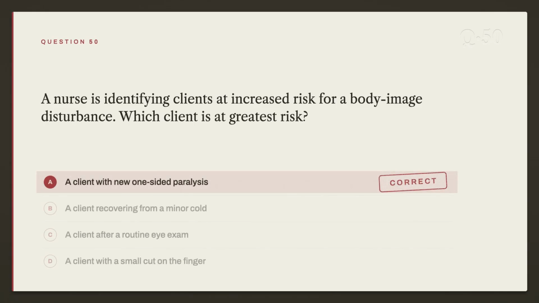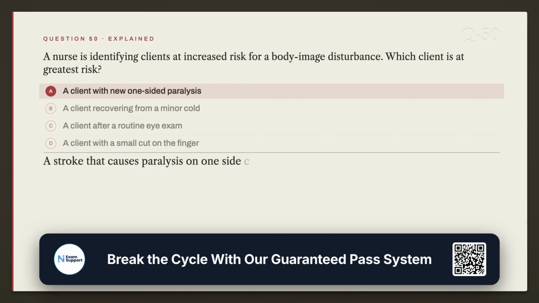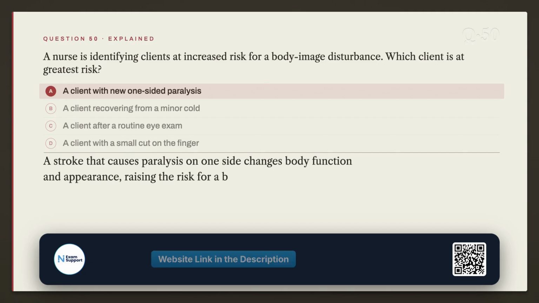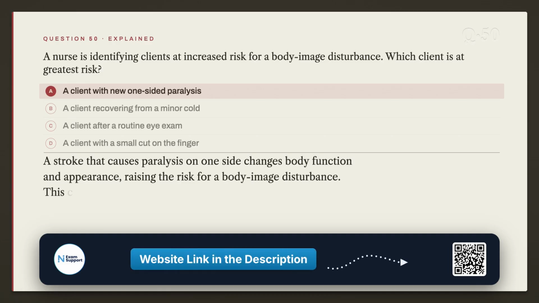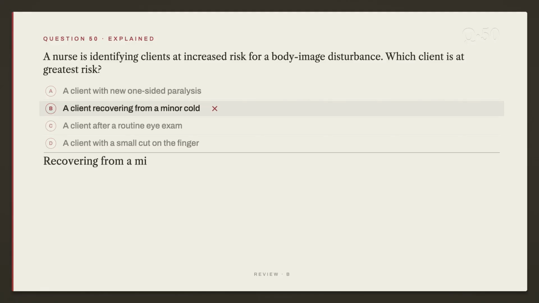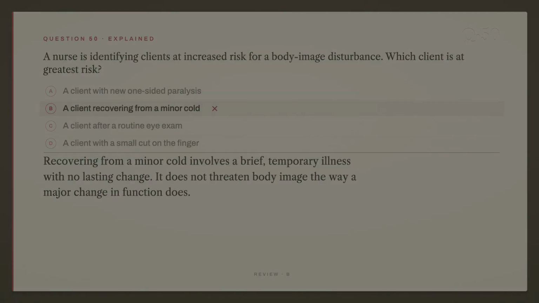The correct answer is A, a client with new one-sided paralysis. A is correct because a stroke that causes paralysis on one side changes body function and appearance, raising the risk for a body image disturbance. This client faces the greatest adjustment among those listed. B is wrong because recovering from a minor cold involves a brief, temporary illness with no lasting change. It does not threaten body image the way a major change in function does.